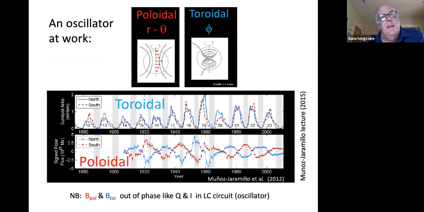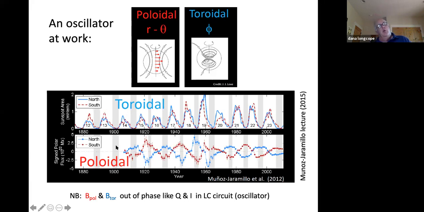On the first day, I brought this dynamo generation as an example of an oscillator. And I just argued that the sunspots themselves are the toroidal field. And here are records of some of the toroidal fields from the end of the 19th century. And you see it oscillates. That is the well-known sunspot cycle.